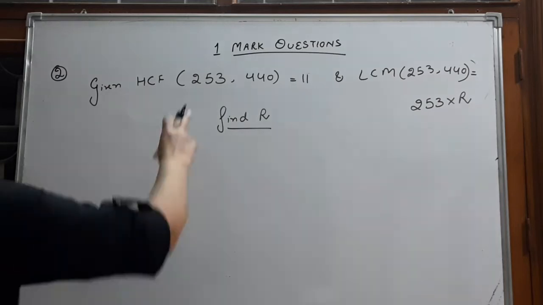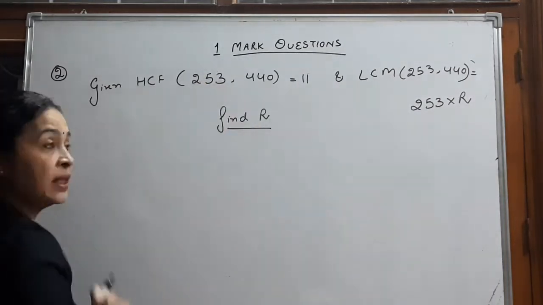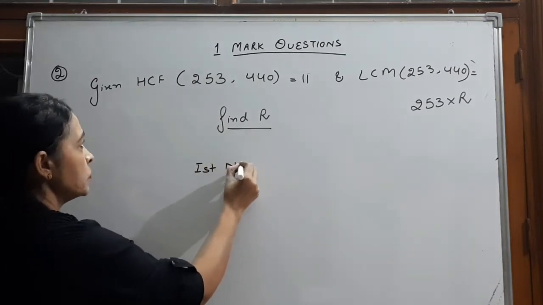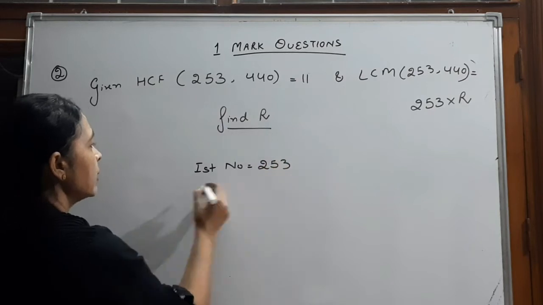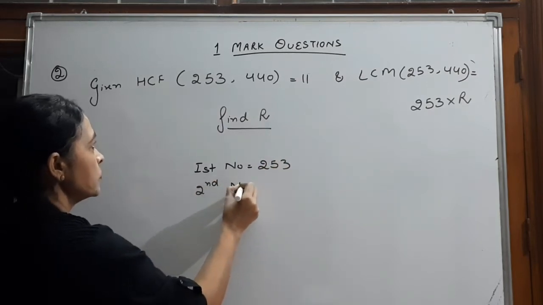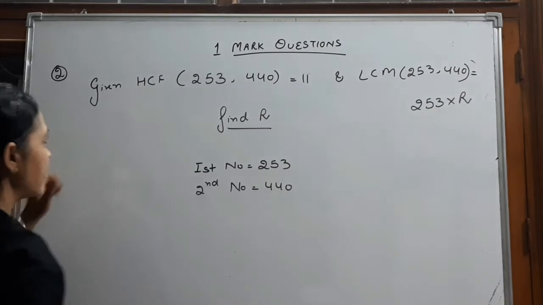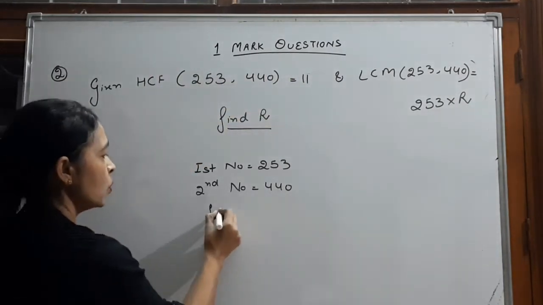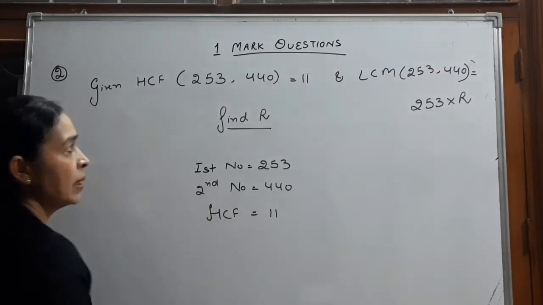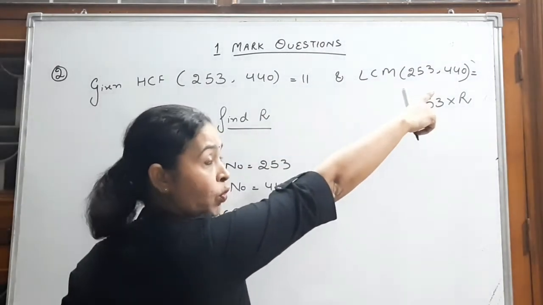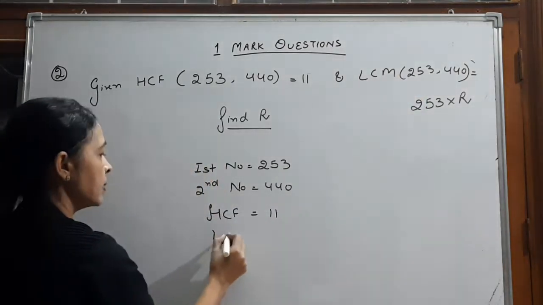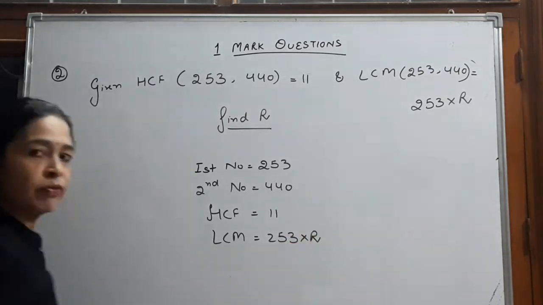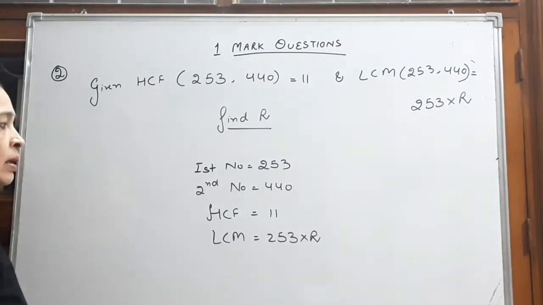Given HCF of 253 and 440, means these are two numbers. First number is 253 and second number is 440. It is given that the HCF of these two numbers is 11. Therefore, HCF is 11. The LCM of 253 and 440 is 253 into R. What we have to find? We have to find the value of R.